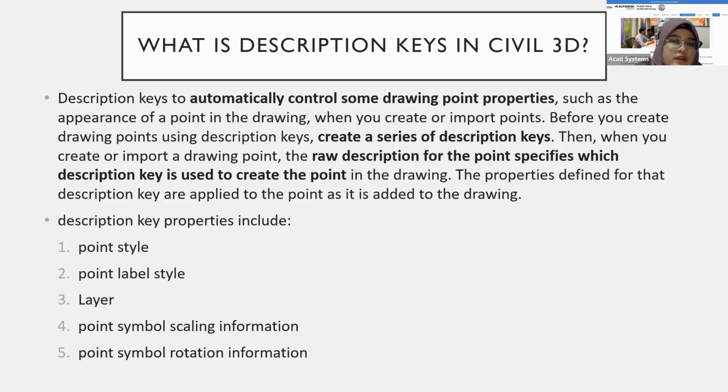So basically, if you create the description keys and then you import your point, whatever point you import, it will read the description keys and then use the description key setting that you set and change it to whatever spec that you set in the series of description keys. And then the properties defined for this description key will apply to the point that is added to the drawing. So the description keys include the point style, point label style, layer, point symbol, scaling information, and also the rotation information.